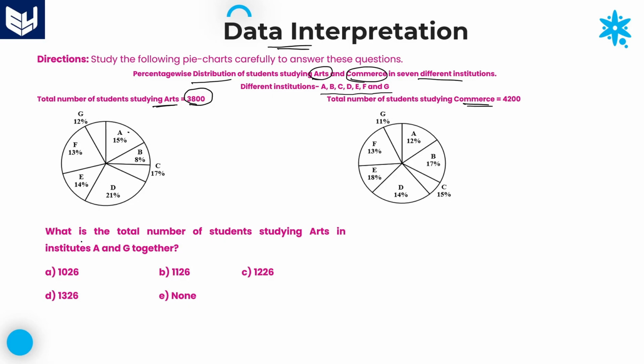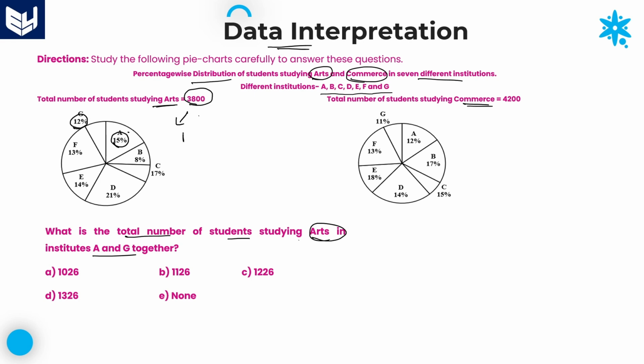Okay. If you look at the first question, what is the total number of students studying in arts institutes A and G together? Total number of students studying arts. Arts is nothing but the first pie chart. First pie chart, A and G together. A is having 15 percentage. G is having 12 percentage.